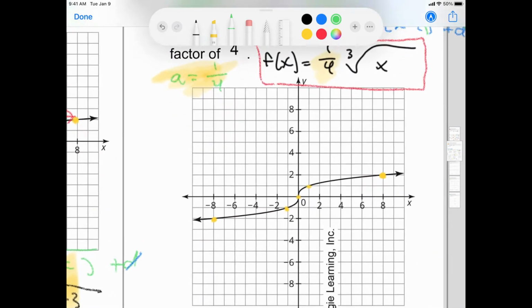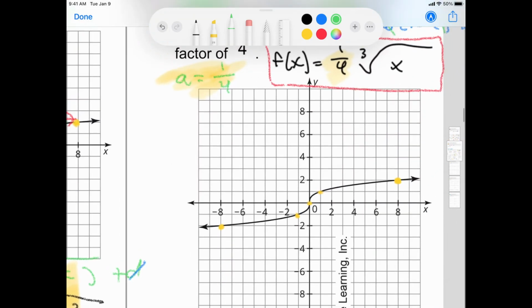All right. So let's put the reference points in here. We said negative 8 was negative 2, negative 1 is negative 1, 0 is 0, 1 is 1, and 8 is 2. Okay? So if you go back and look at our intro video, we said that if you ever have to use the table of values, which you can, I'm just trying to show you this.